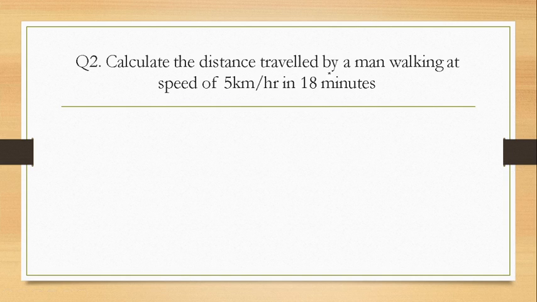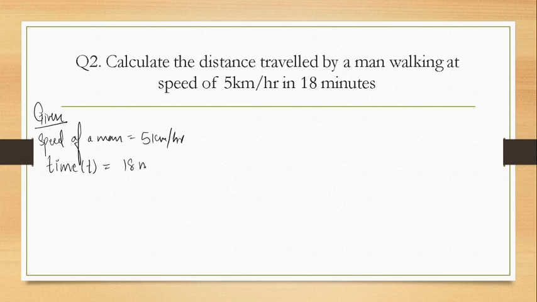Now, calculate the distance traveled by a man walking at a speed of 5 km per hour in 18 minutes. So what are the things that are given? Speed of the man is given, which is 5 km per hour, and time is given, that is 18 minutes.